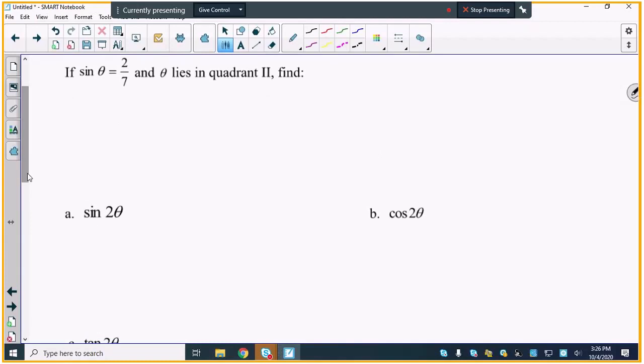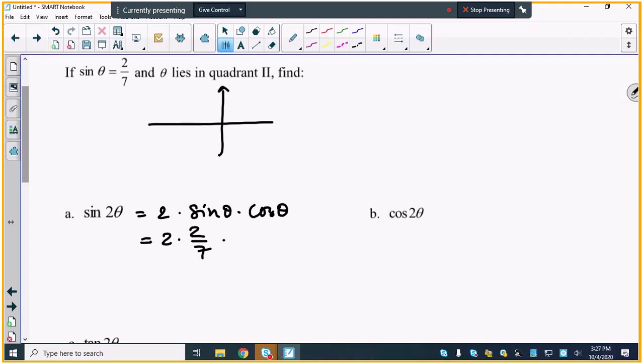Sine 2 theta, just write down the formula. This is going to be 2 times sine of theta times cosine of theta. So I will get 2 times, remember sine of theta is 2 over 7, so now I need cosine of theta. That is where you're going to need the quadrant 2. How come? Well, remember, sine of theta being 2 over 7 and the angle being in the second quadrant, you can immediately draw the triangle, opposite being 2, hypotenuse being 7, and you are looking for x.